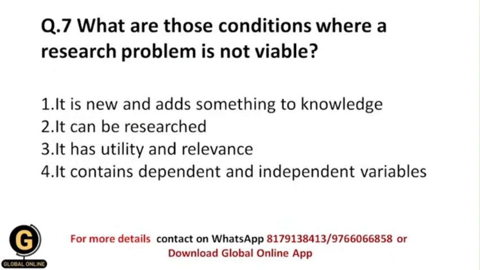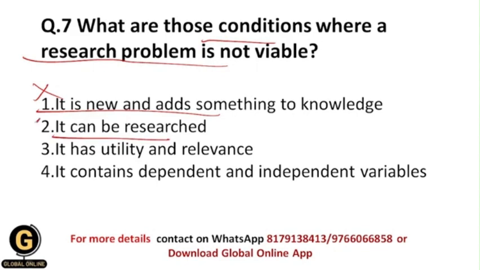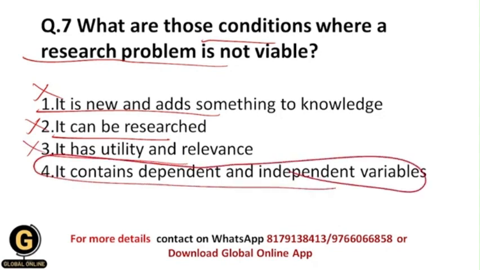Next is, what are those conditions where a research problem is not viable? So what are those conditions in which a research problem is not viable? So first is, it is new and adds something to knowledge. Yes, in this situation the research problem is viable, so this is eliminated. It can be researched, it means that it should be researchable, so this is as well eliminated, because under these situations the research problem is actually viable. But we have asked about whenever it is not viable. Okay, it has utility and relevance. Yes, under this situation as well it is viable, so this is eliminated. It contains dependent and independent variables. Yes, so under this situation the research problem is not viable. Okay, and that's why the correct answer to this question is 4.